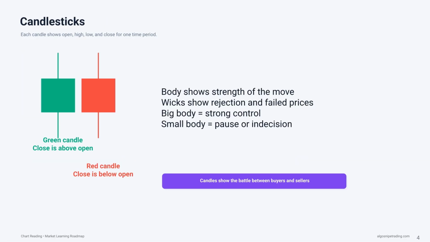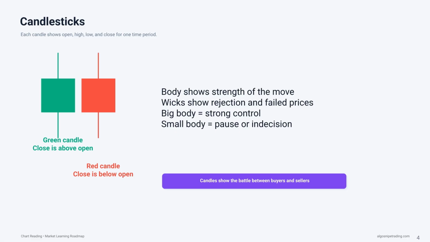Candlesticks. Short lesson. Candlesticks are one of the first things every trader should learn because they show what happened during a specific time period. Each candle has an open, high, low, and close. A green candle means price closed above where it opened. This usually shows buyers had more control during that candle.